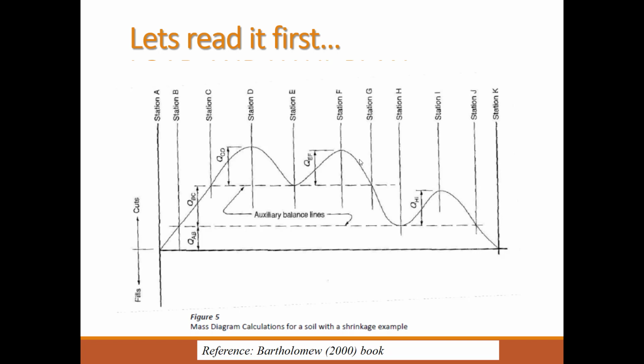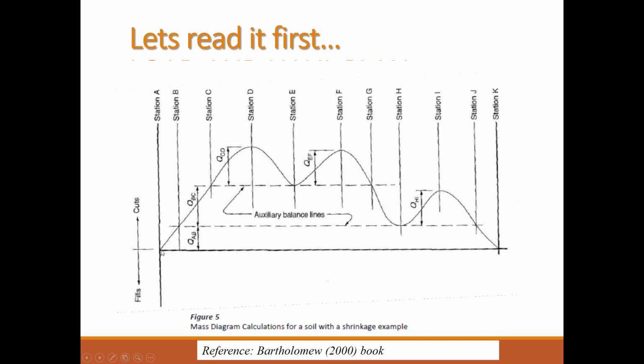Some observations to make. The main one would be that it is balanced, meaning that the amount of cut and the amount of fill are equal. That is why when we look into station K at the very end here, it actually ends up at 0, where the primary baseline, the primary balance line, is.